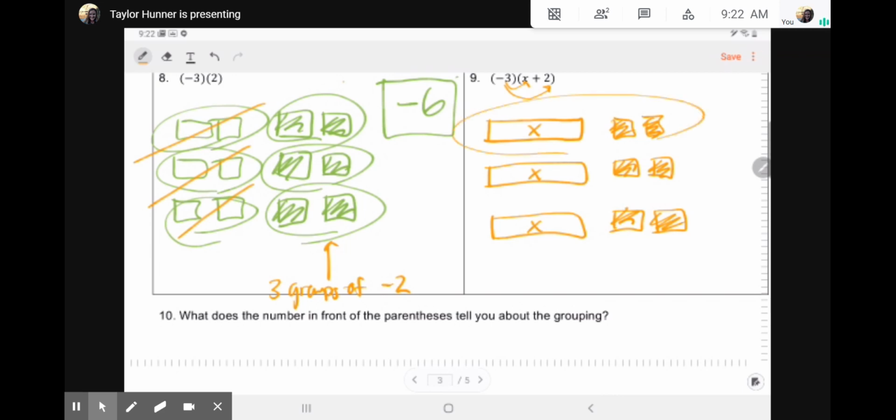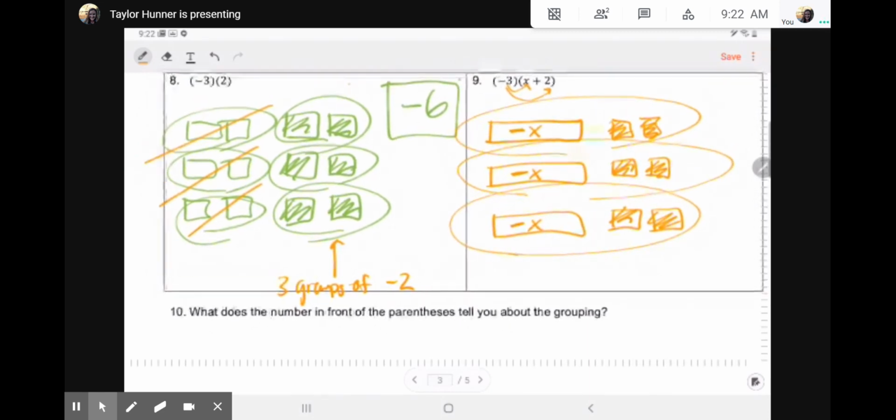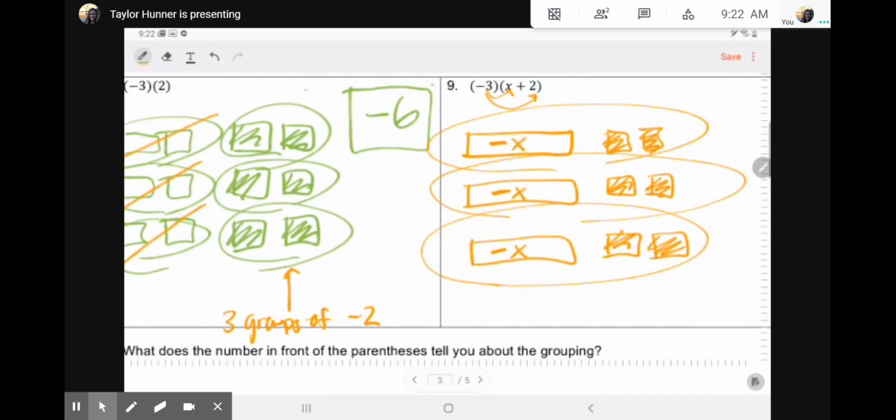But this would be 1, 2, 3. What's really important is I already made a mistake here. Since this is negative, I have to label this as a negative x, a negative x, and a negative x. And then I also have -2, -2, -2. So you could actually rewrite this as 3 times -x and then plus -2.